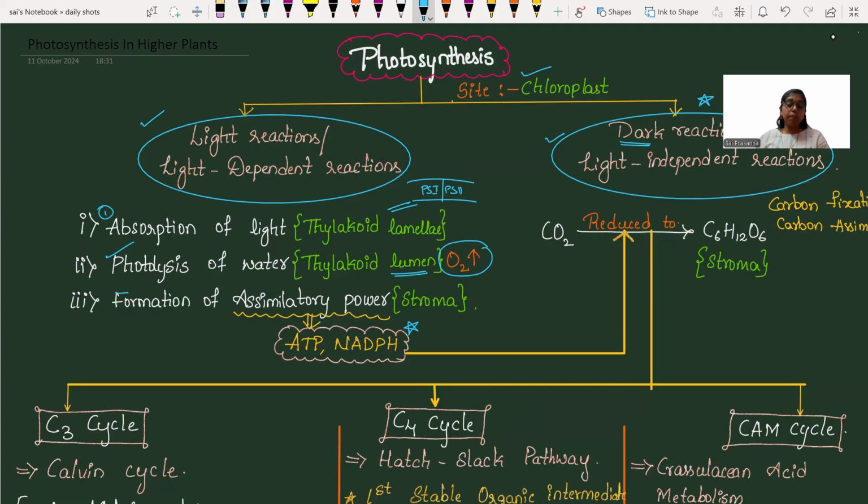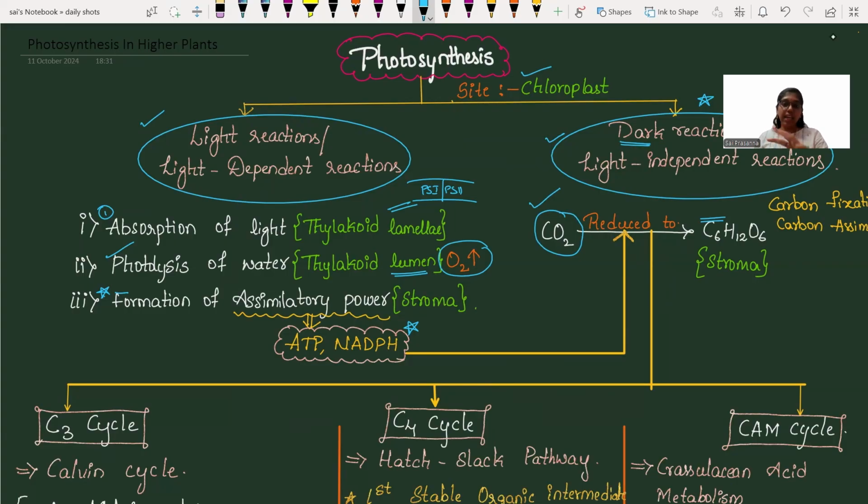What is this assimilatory power? ATP and NADPH. This is the most important step of light reaction, as this ATP and NADPH are utilized for dark reactions to reduce carbon dioxide to glucose, or to fix the carbon dioxide to glucose, or for carbon assimilation. Yes, now let us see how carbon dioxide is reduced to glucose, how this carbon molecule is being fixed.